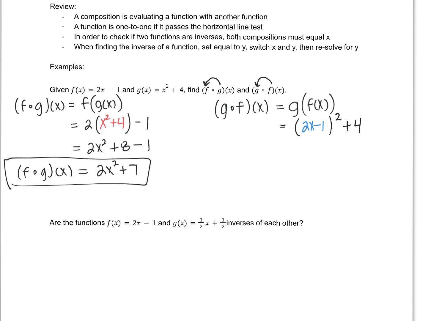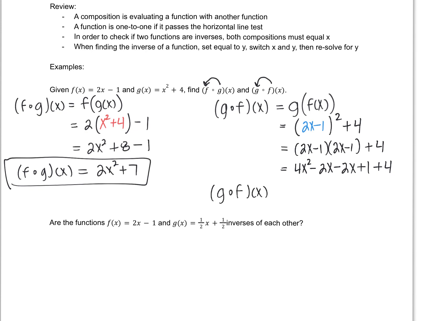It's important to remember here that when we have 2x minus 1 squared, we have to expand it. So it becomes 2x minus 1 times 2x minus 1, and then the plus 4. Now I have to distribute, so 2x times 2x is 4x squared. Then we get minus 2x plus 1, and then we still have our plus 4. Just like when we did f of g of x, the last step is to combine like terms. So we get 4x squared minus 4x plus 5.